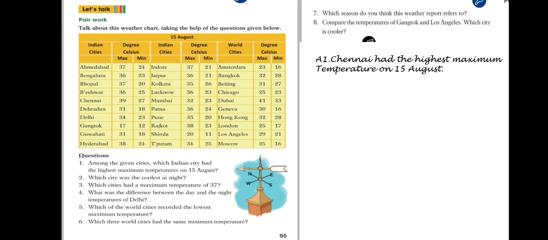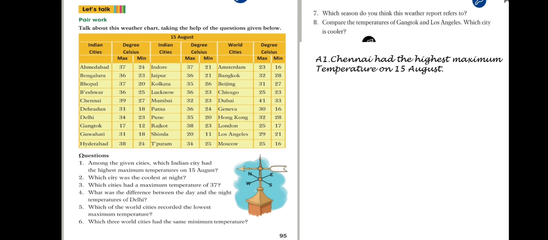So it's very simple. Like the second question, which city was the coolest at night? So coolest at night. So night, because as I told you, during the daytime it is the maximum temperature, and at night time actually it is the minimum temperature. So you will see the minimum temperature only. So 24, 23, 20, 25, 12 is also there. So minimum we will see 12 in this column. Then 11 is also there in the second column. In the middle column you can see that is of Shimla. So Shimla. So which city was the coolest at night? That means Shimla was the coolest at night.